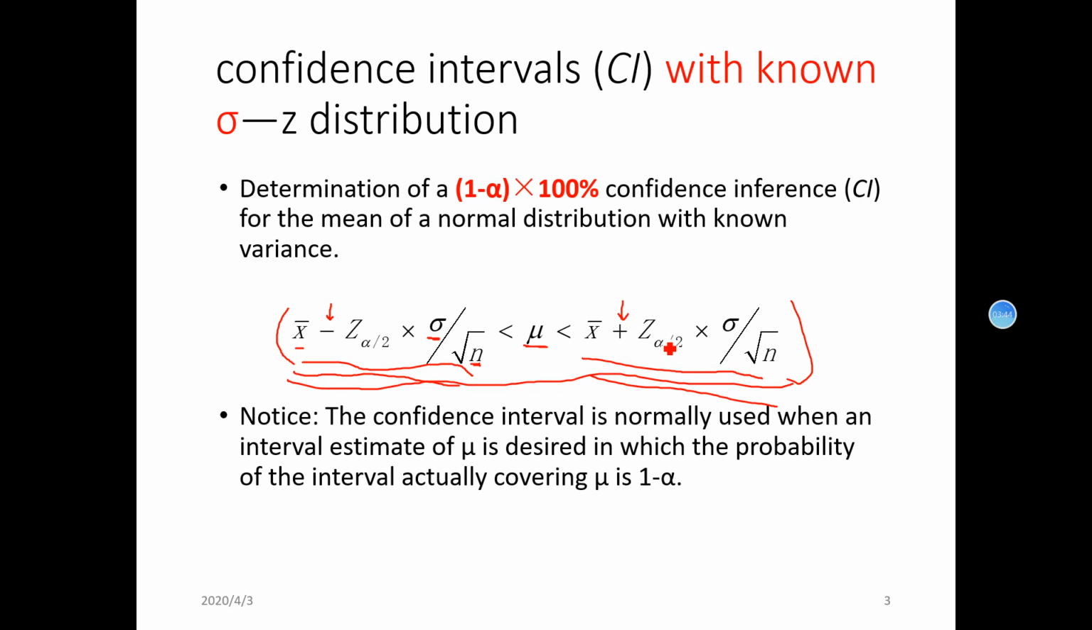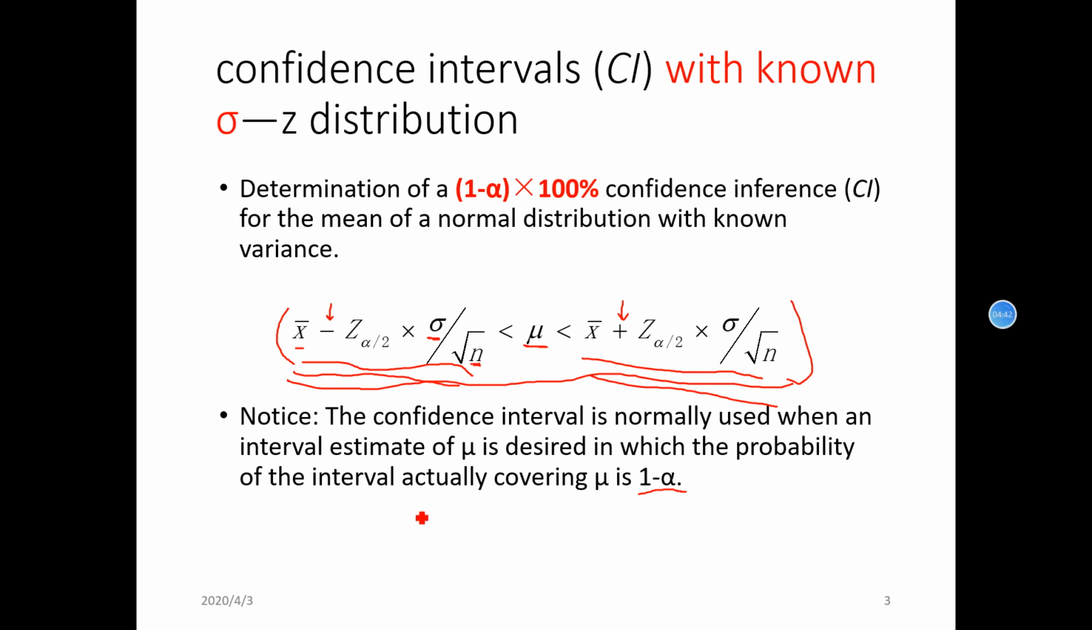So all we need to do is put all the numbers into the formula and do some calculations. But notice that the confidence interval is normally used when an interval estimate of mu is desired in which the probability of the interval actually covering mu is 1 minus alpha. So here 1 minus alpha is a probability. The probability means we use the sample data to calculate a range consisting of the lower bound and the upper bound, and this range can cover the population mean, namely mu, but the probability of the range covering mu is not 100% but 1 minus alpha.